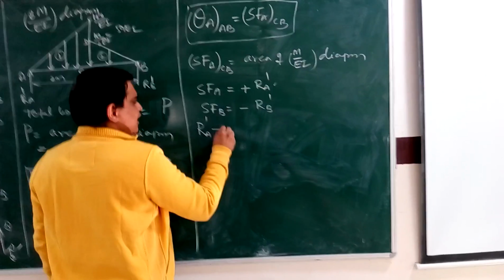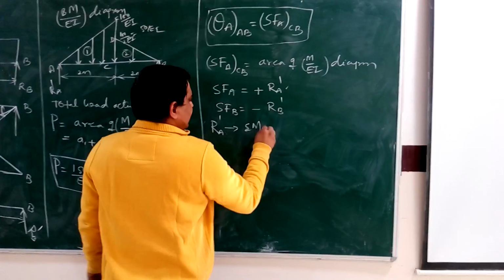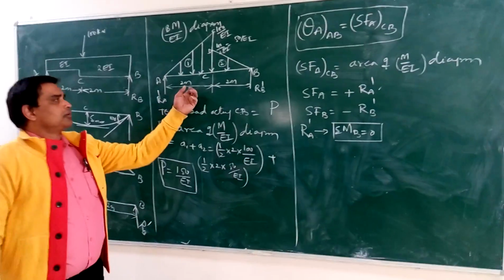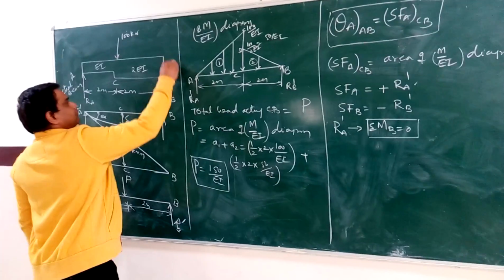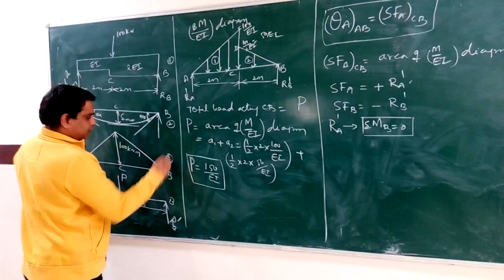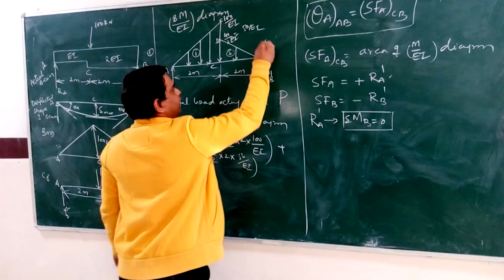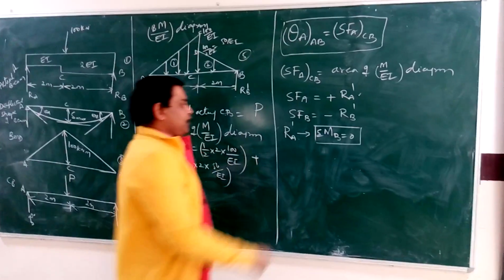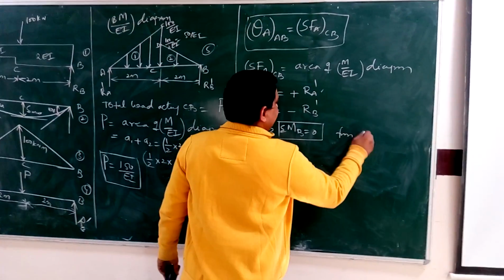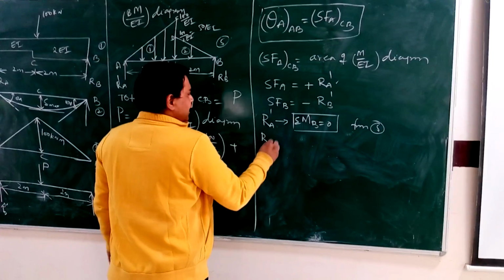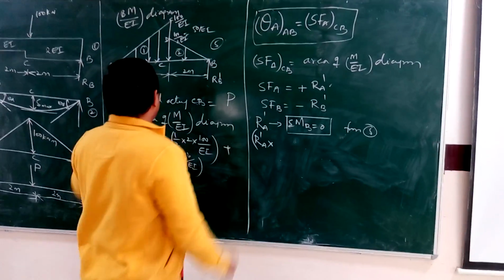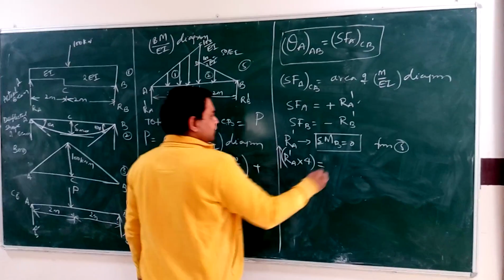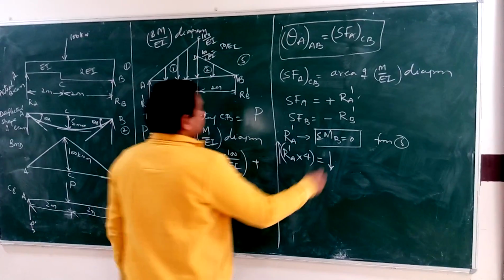To find the value of RA dash, take moment at B equal to 0 from this figure. It's the first figure, the second figure, the third, the fourth, and this fifth figure. To find the reactions RA dash and RB dash, take moment at B equal to 0 from figure 5. RA dash is acting at A, but we are taking moment at B. RA dash into 4 is the upward moment, and it is equal to the downward moment.